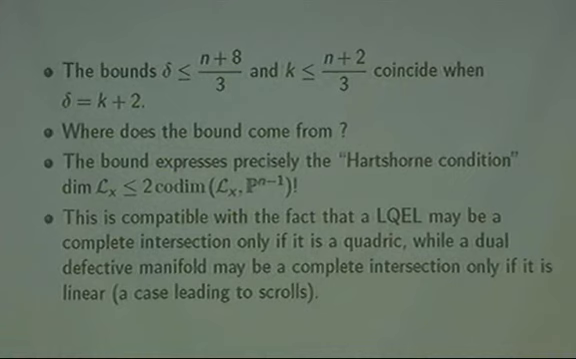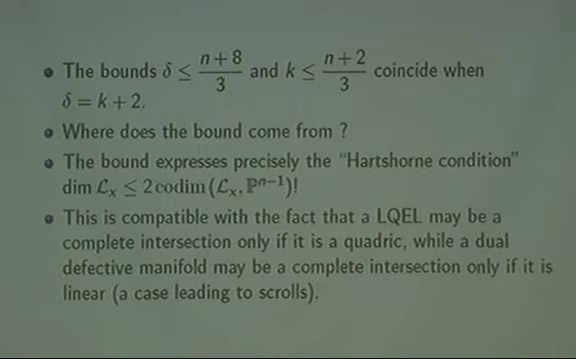So the two bounds coincide when delta is k plus 2. I gave two upper bounds, for the dual defect k and for the second defect delta of LQLs, but they coincide if delta is k plus 2. Where does this come from? Well, if you make explicit computations, those bounds express exactly the Hartshorne conjecture, namely that the dimension is at most 2 times the codimension. But this is fully compatible with the fact that, as I showed you, an LQL may be a complete intersection only if it is a quadric, while a dual defective manifold can be a complete intersection only if it is a linear space, and this leads to scrolls.